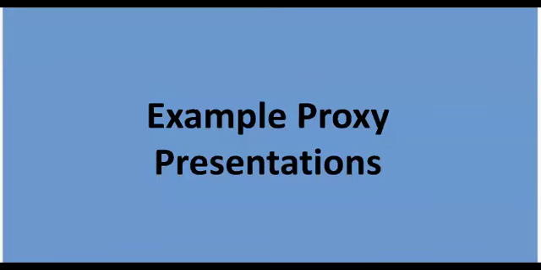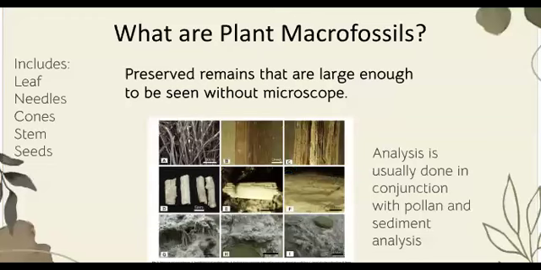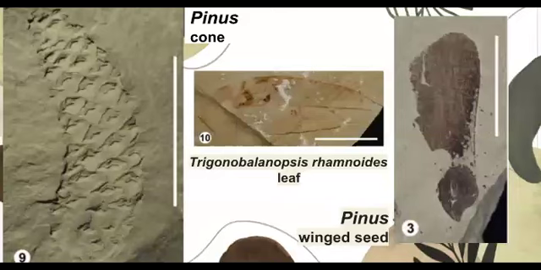Some examples of proxy presentations students have done are plant macrofossils. So these are preserved remains that are large enough to be seen without a microscope. So these are leaves and needles and cones, stems and seeds. And the analysis of plant macrofossils is usually done in conjunction with pollen, which should be an E, and sediment analysis.